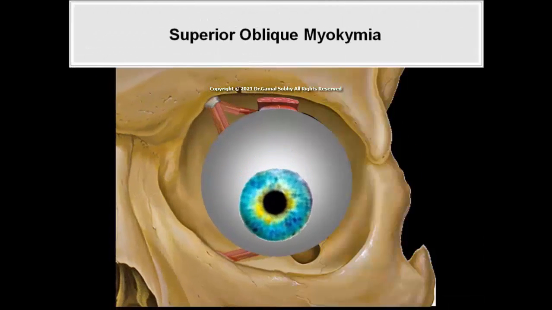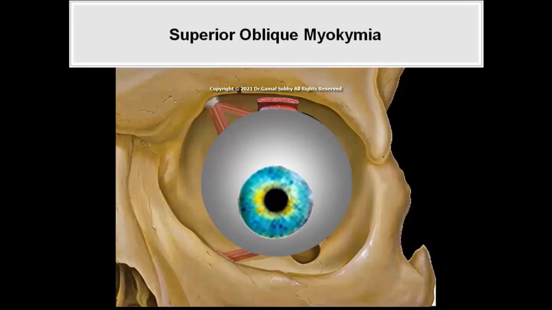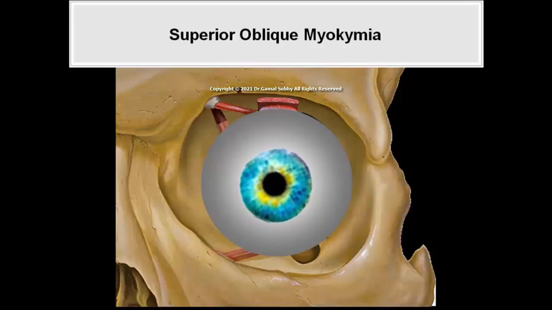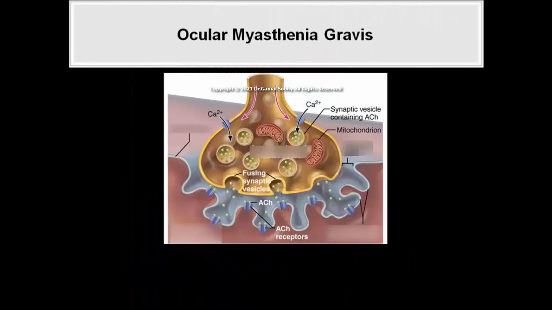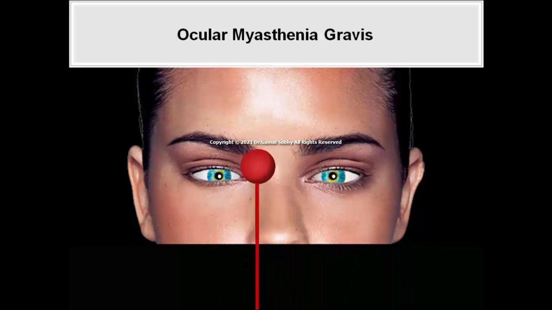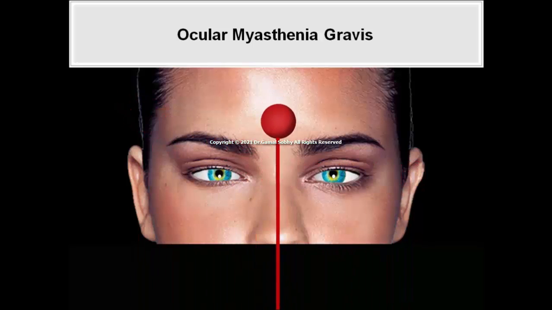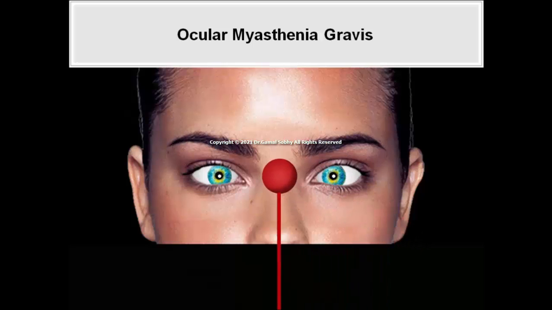Superior oblique myokymia is an episodic nystagmoid intorsion and depression of one eye. There are high frequency and low amplitude torsional and vertical oscillations of the affected eye during an attack. Ocular myasthenia gravis is an acquired autoimmune disease affecting the neuromuscular junction in which the number of acetylcholine receptors is decreased. Ptosis is asymmetrical, unilateral or bilateral. The motility disturbances may affect any or all of the extraocular muscles.